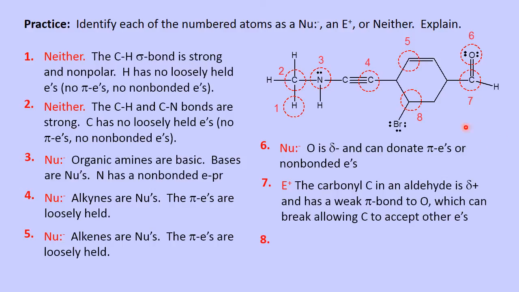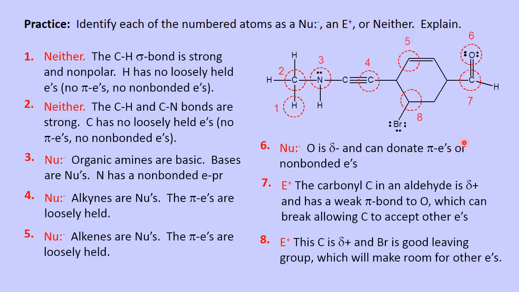How about number 8, the carbon bonded to the bromine? Well, it turns out that is also electrophilic. So this bond is somewhat polar. Bromine is more electronegative than carbon, but even more importantly, I guess, is the fact that bromine is a good leaving group. So a nucleophile that hits this carbon can displace this good leaving group bromide, and that would make room in this carbon for a pair of electrons from a nucleophile. So in fact, this carbon is electrophilic.